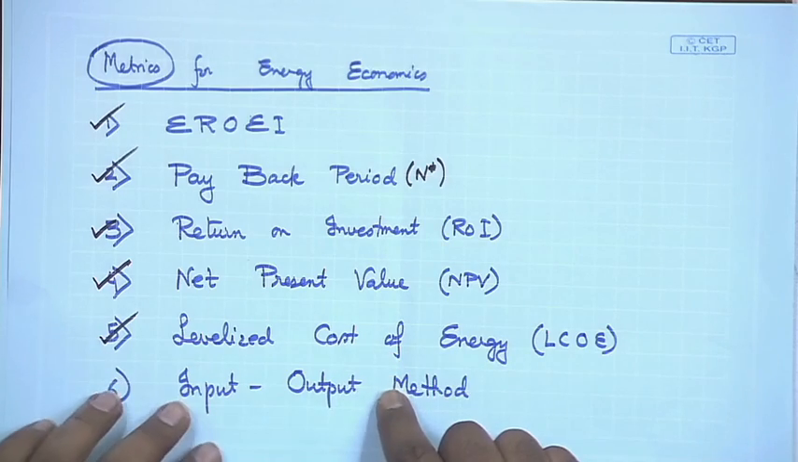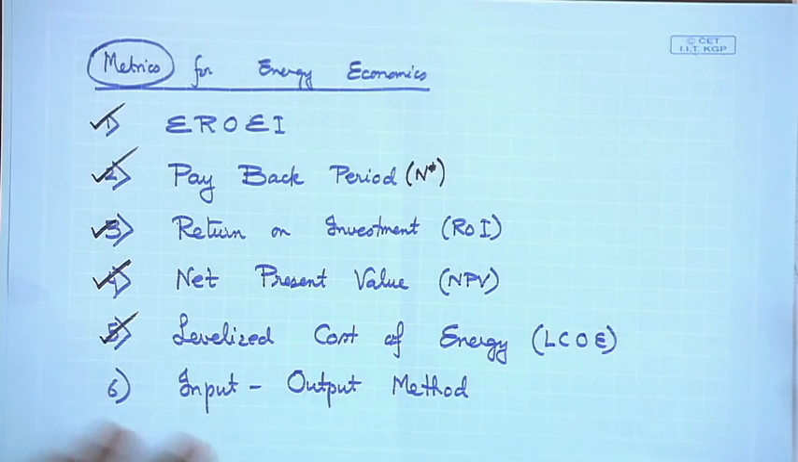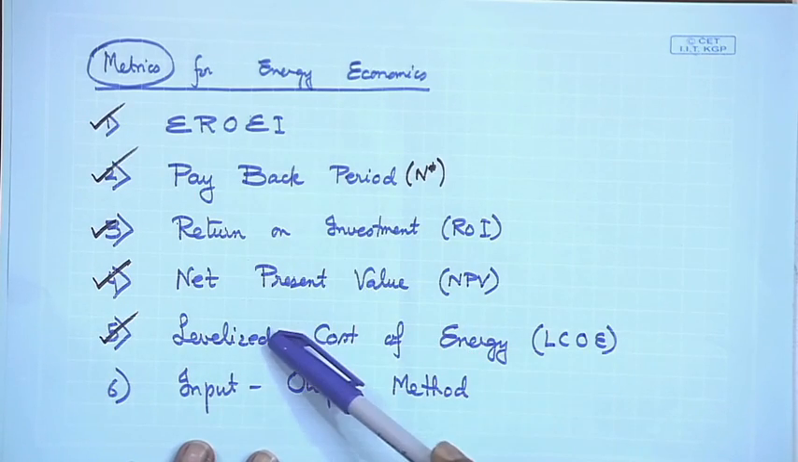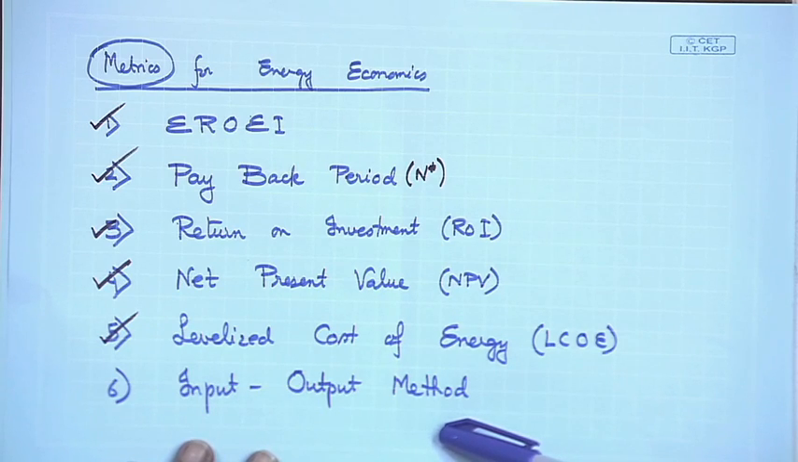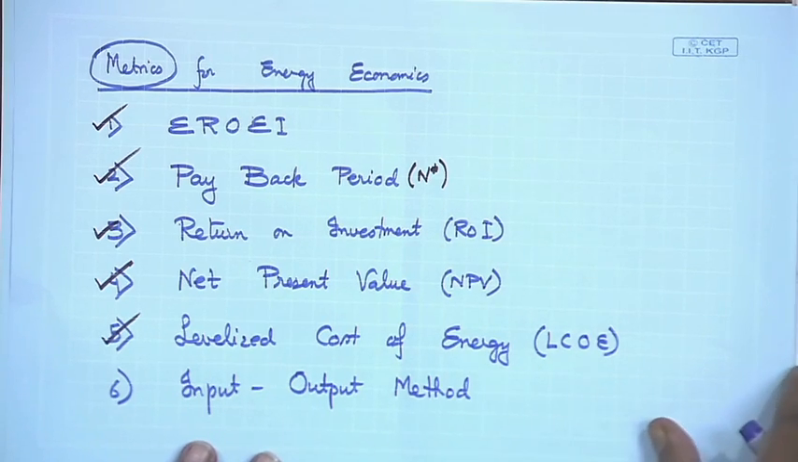Today we will continue our discussions on energy economics. If you recall, we were looking at a few metrics on energy economics. So these are the six that we had listed, and we have covered five till now, and in the last lecture we had just started our discussion on the input output method of Leontief, who was a Nobel laureate economist.